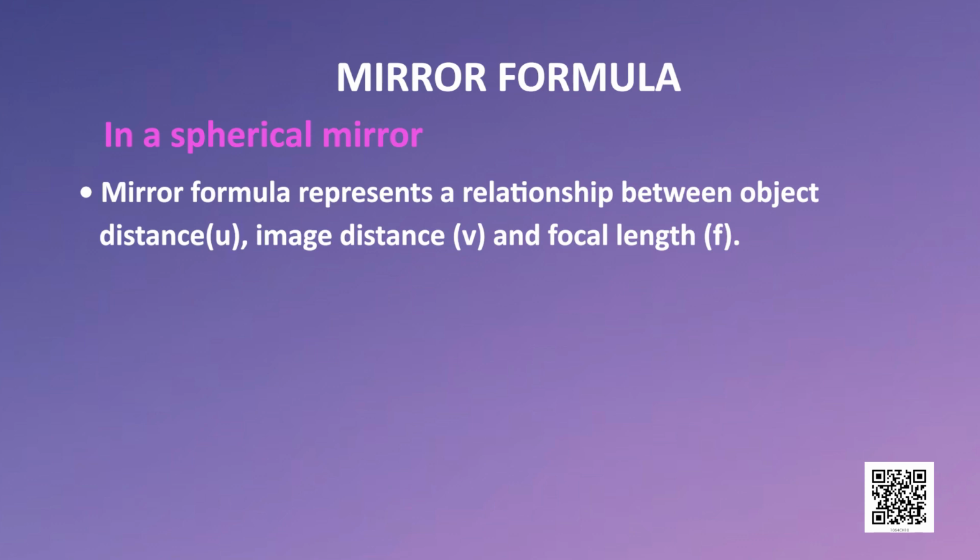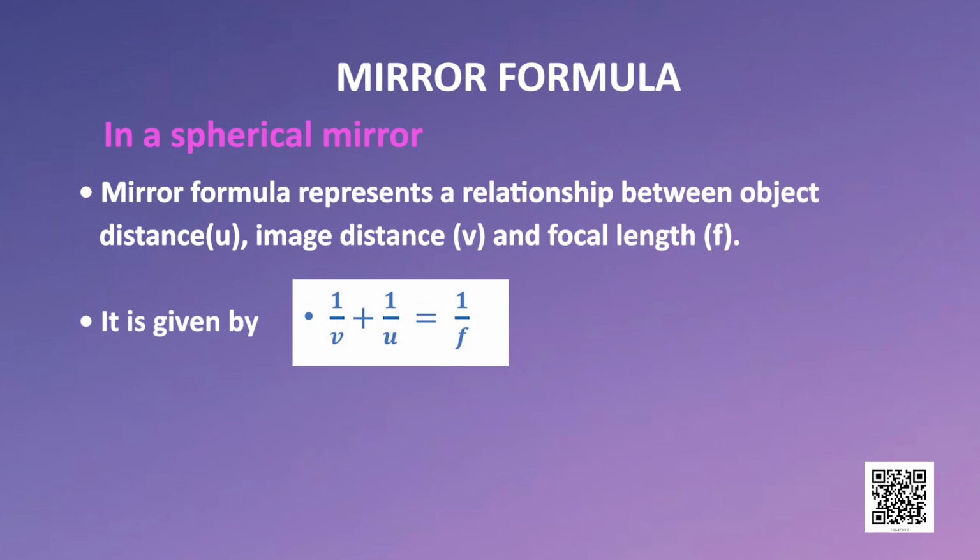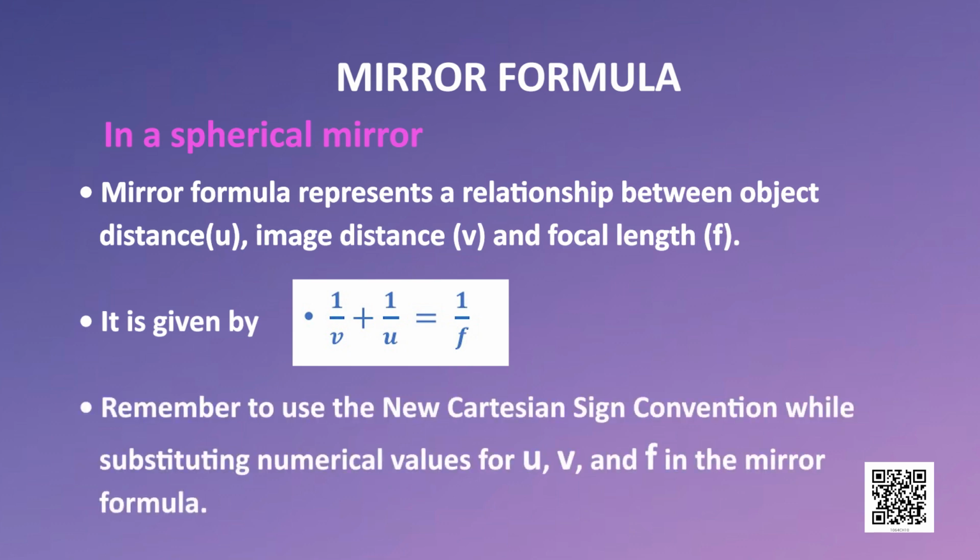Mirror formula represents a relationship between object distance u, image distance v and focal length f. It is given by 1 by v plus 1 by u is equal to 1 by f. Dear students, always remember to use the new Cartesian sign conventions while substituting the numerical values for u, v and f in the mirror formula. I have some handy tips which will be very useful while solving numericals. Let us have a look at them.